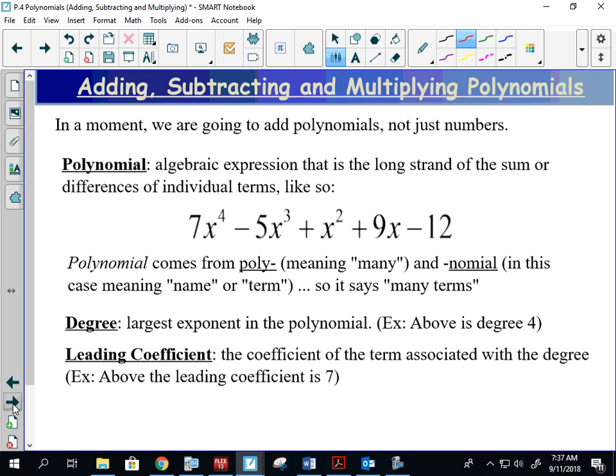A degree is the largest exponent in the polynomial. In the example above, the largest exponent that we have is a 4. So we would say that that polynomial is a degree 4.